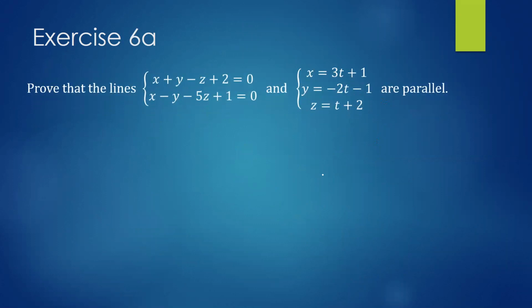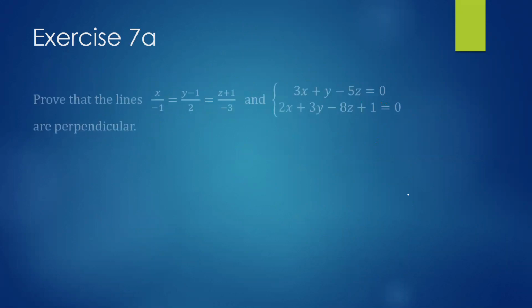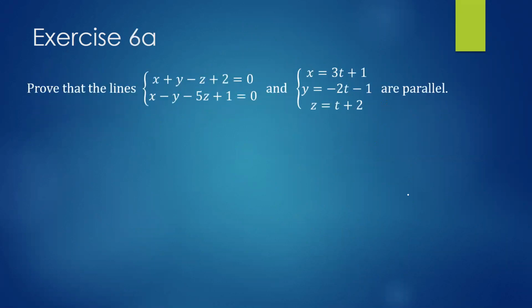Now, how to prove that the two lines are parallel? Basically, the main problem is finding the direction vector of this line. Again, you see, the normal vector of the first plane is 1, 1, minus 1. The normal vector of the second plane is 1, minus 1, minus 5. So these are the two normal vectors of the first two planes.